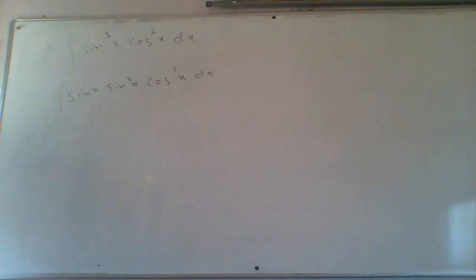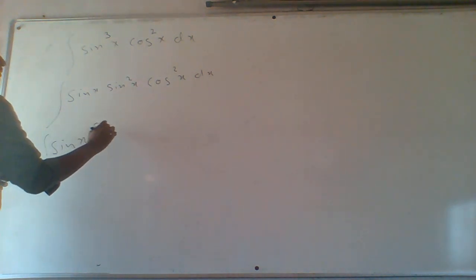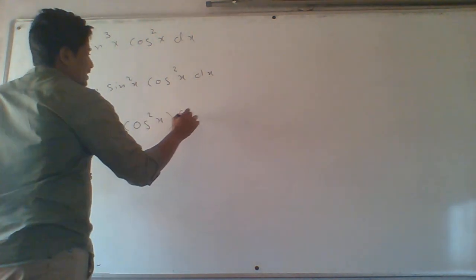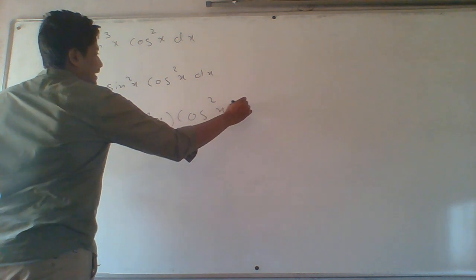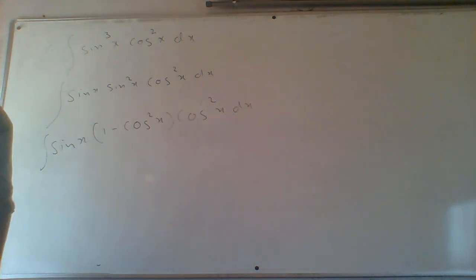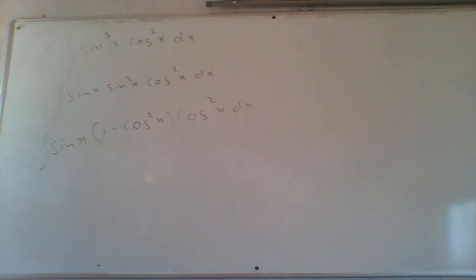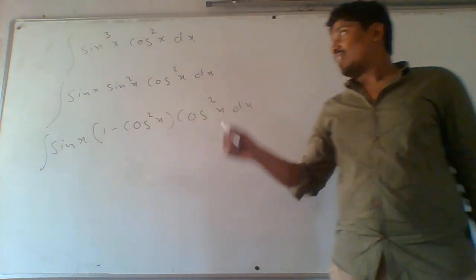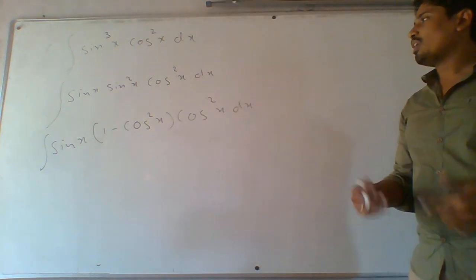So what do we have to do here? We have to convert sin square x into cos square x. What is the identity here? 1 minus cos square x. So it is 1 minus cos square x into cos square x dx. What are we doing here? In the place of sin square x, we are putting 1 minus cos square x. Our motto is to convert, except the sin x, the total function in terms of cos.